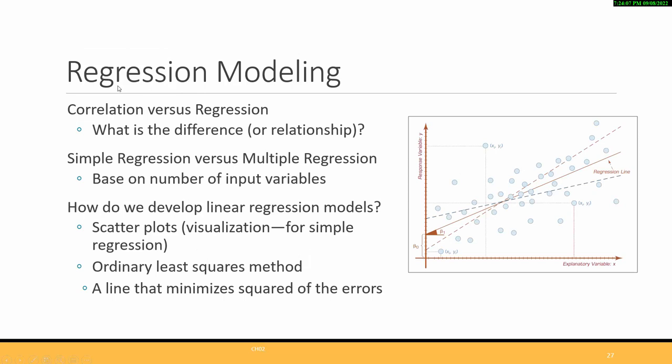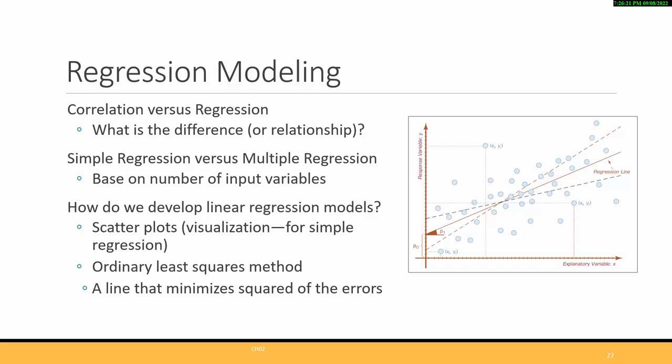So let's look at the difference between correlation versus regression. Correlation makes no a priori assumption of whether one variable is dependent on the other. It also does not concern itself with what the relationship between these variables is. It just gives an estimate of the degree of association between two variables.